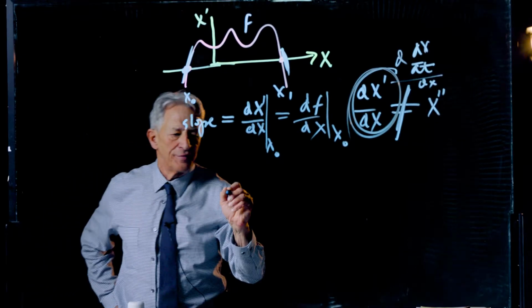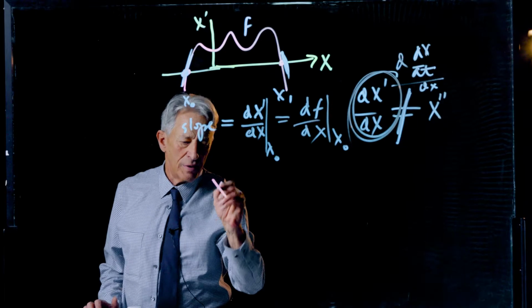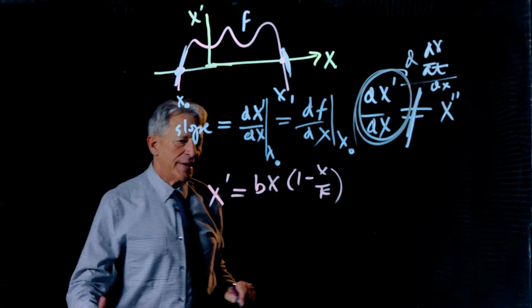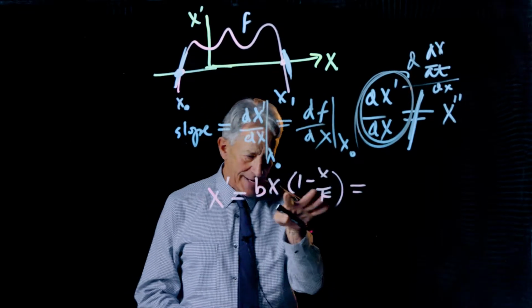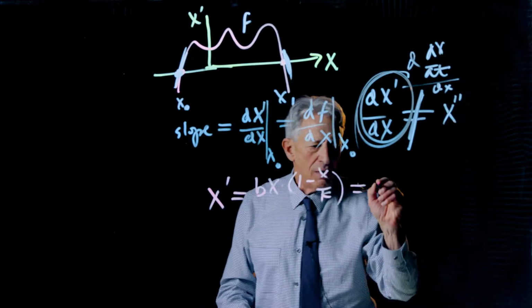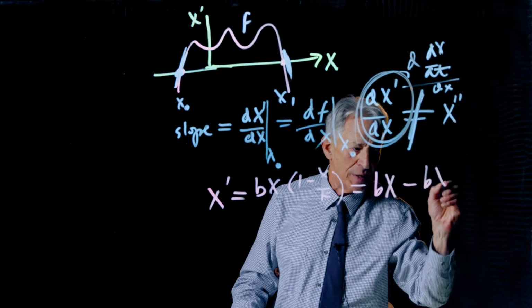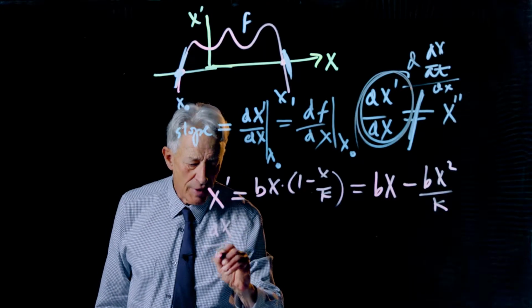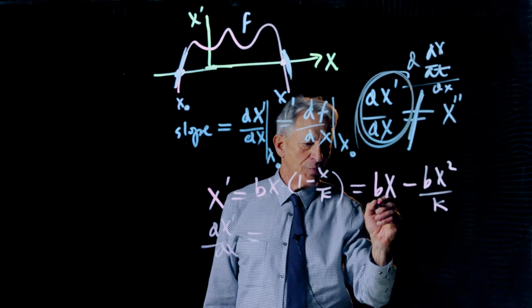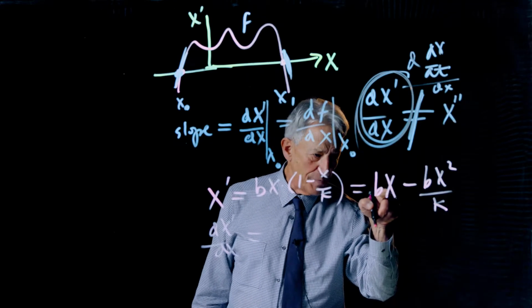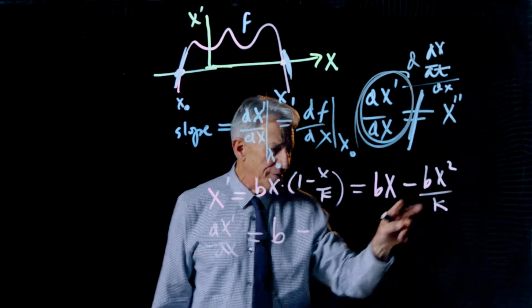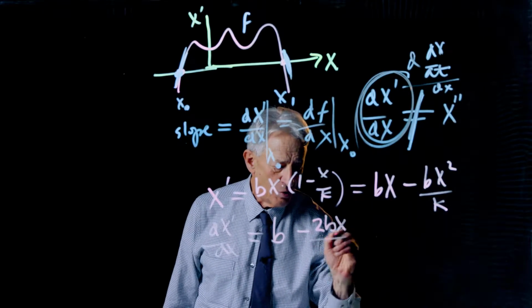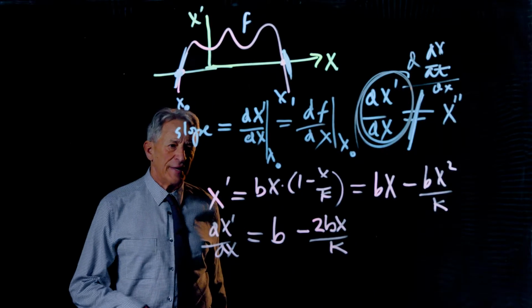So let's do this for the logistic. The logistic is, of course, x prime equals bx times (1 minus x over k). Now, for taking derivative purposes, I'm going to multiply this out because then I don't have to use the product rule. I'm going to multiply this out to bx minus bx squared over k. And now I want to know dx prime/dx. And that's easy. We have two terms. The derivative of bx with respect to x is b. The derivative of minus bx squared over k with respect to x is minus 2bx over k. So that's the derivative anywhere.